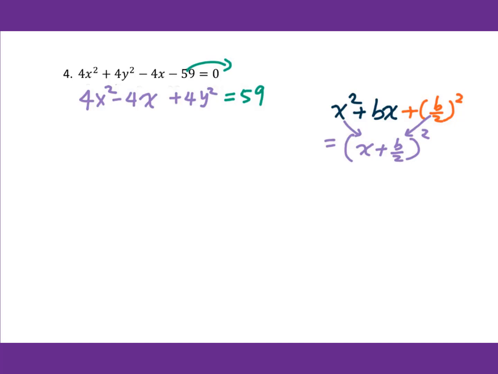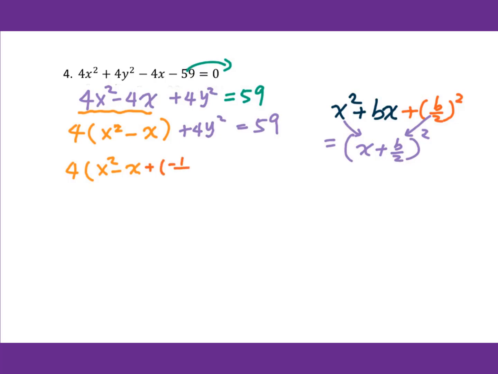Therefore, I need to take this 4 outside. You will get x squared minus x, then plus 4y squared equals 59. Then we will form the completing square. We got x squared minus x. I need to add negative 1 over 2 squared.